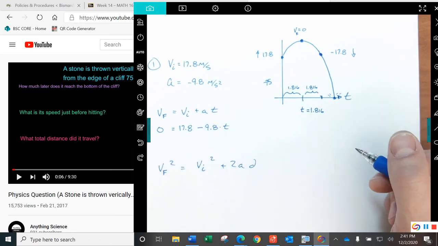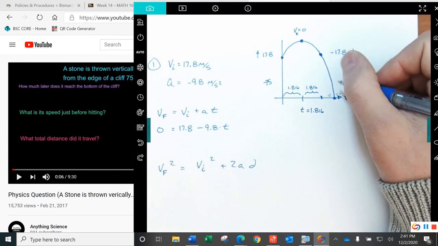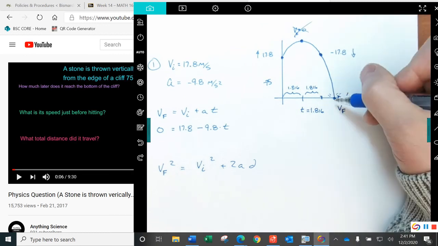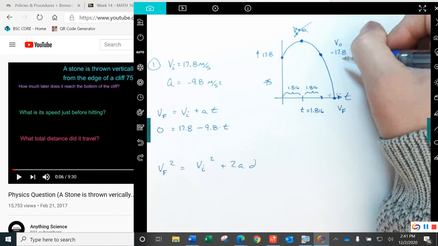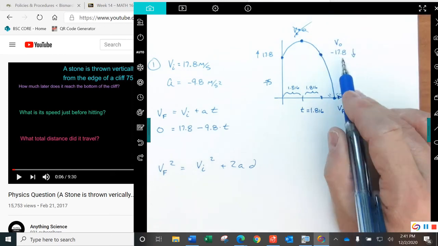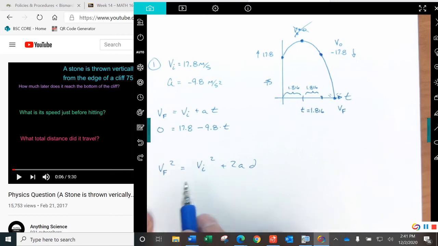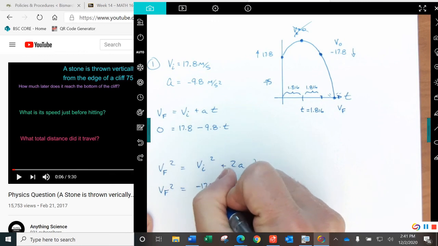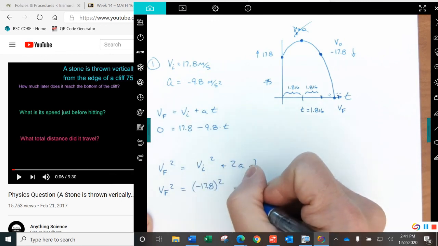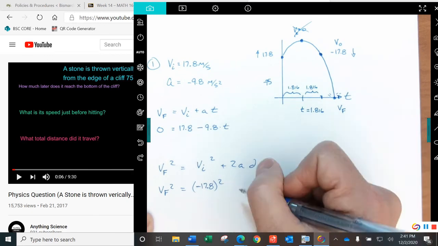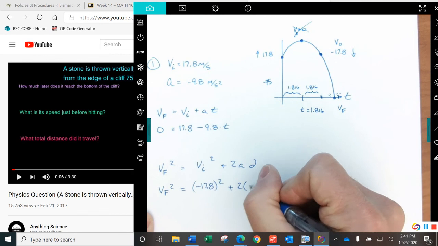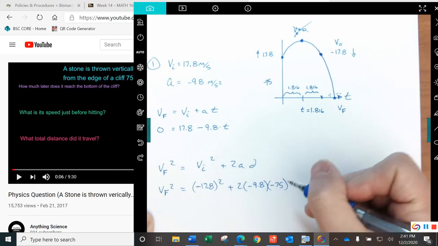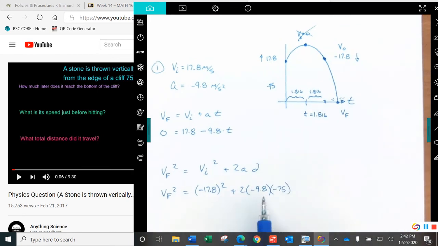what I'm going to do now is I'm going to say this right here will be my velocity final. This one's out because I'm done with that. This is my velocity final. My initial velocity, V naught, I'm going to talk about this one right here. So from here to here, put that information in. Final velocity, well, I don't know, but I can find out because I know this is negative 17.8. I'm going to square it. Plus 2 times this negative 9.8, our acceleration, and our distance of negative 75 meters. It's got to drop down 75 meters. Let's go find the answer to this.